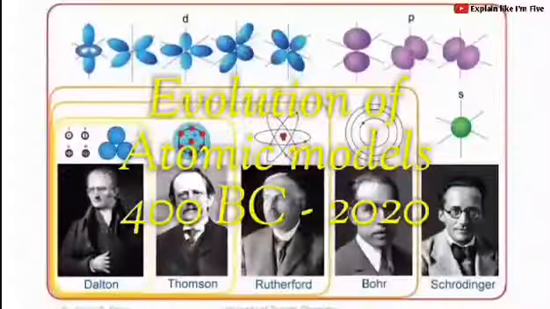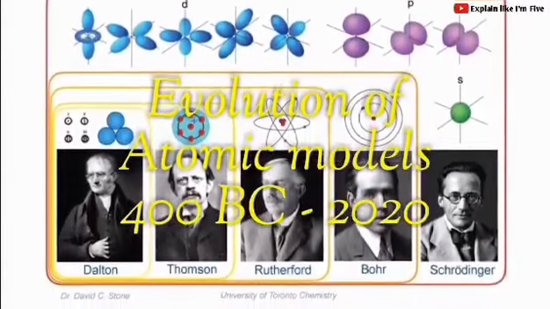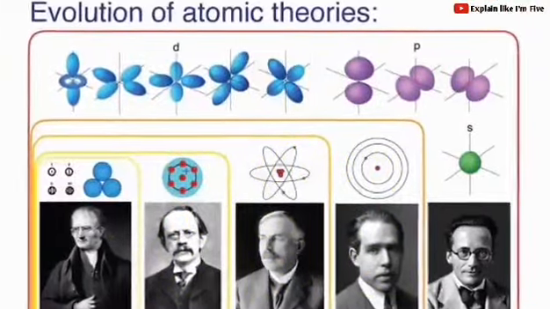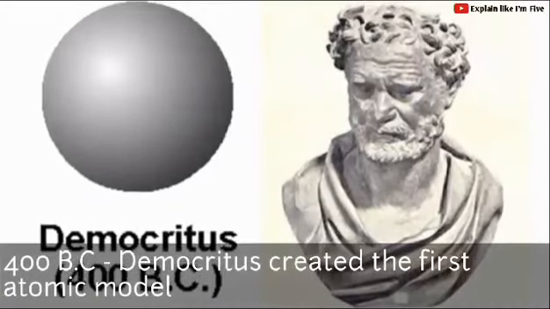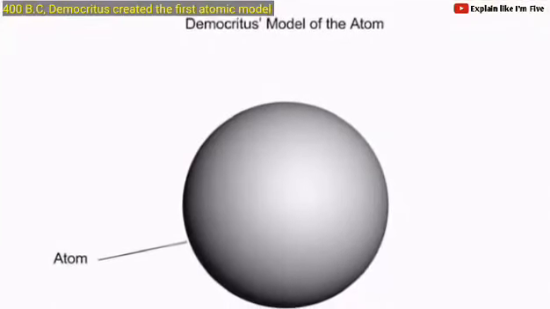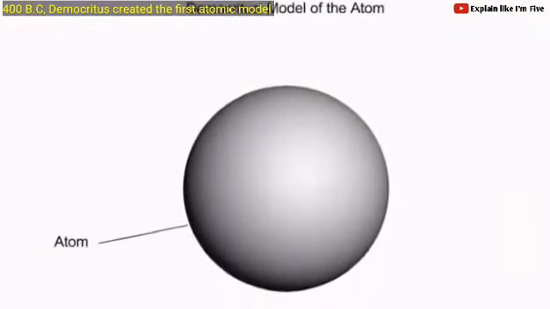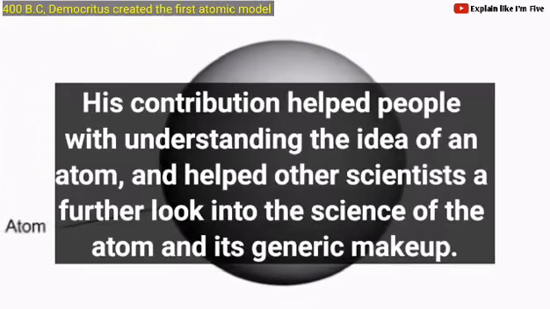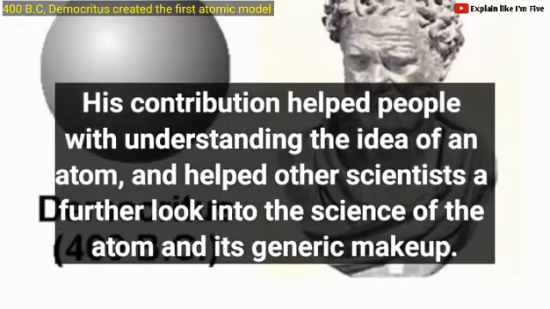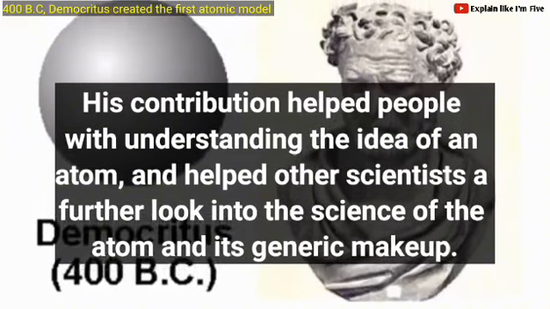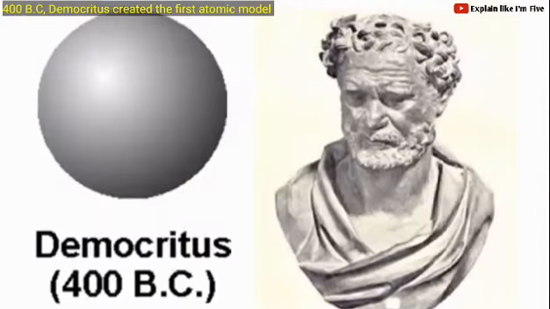In this video we will look at the full evolution of the atomic model, so make sure to watch to the end of this video. The evolution of the atomic model all started in 400 BC when Democritus created the first atomic model. Democritus' first atomic model was a round sphere with no electrons, protons, or neutrons. His contribution helped people understand the idea of an atom, and helped other scientists take a further look into the science of the atom and its genetic makeup.